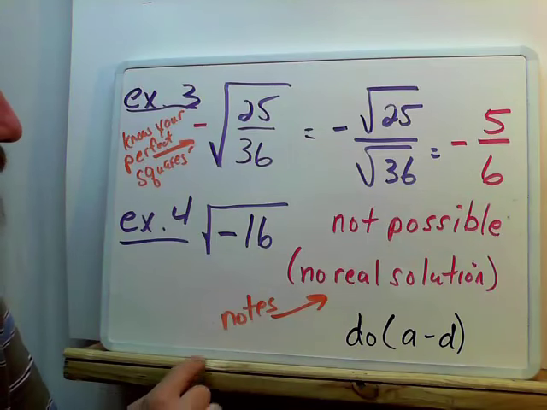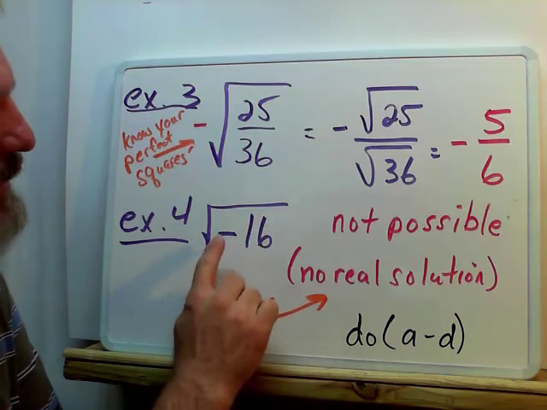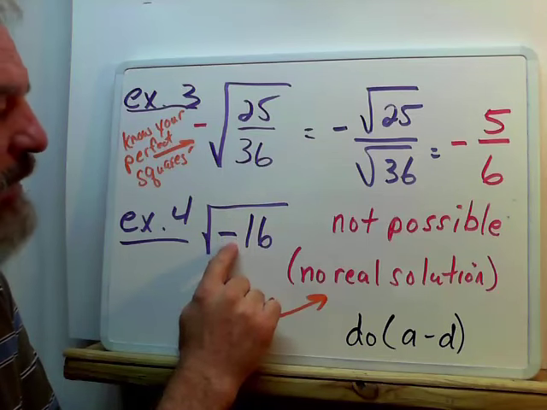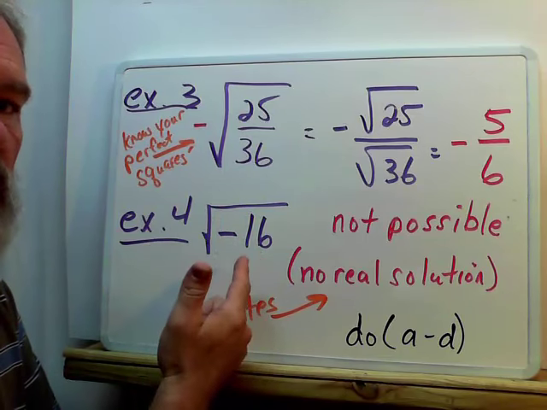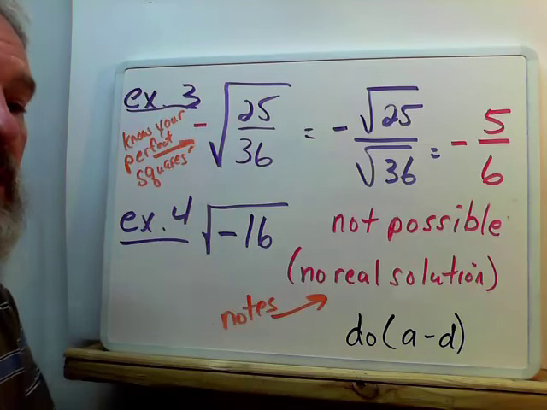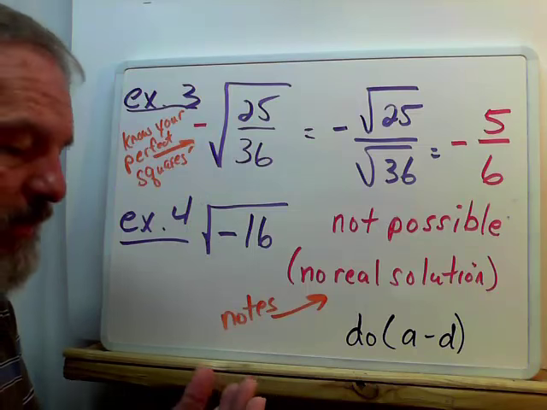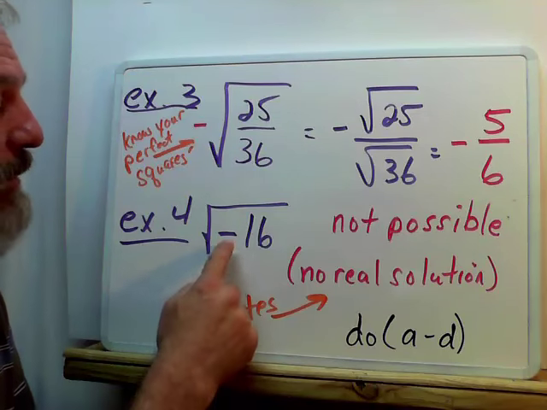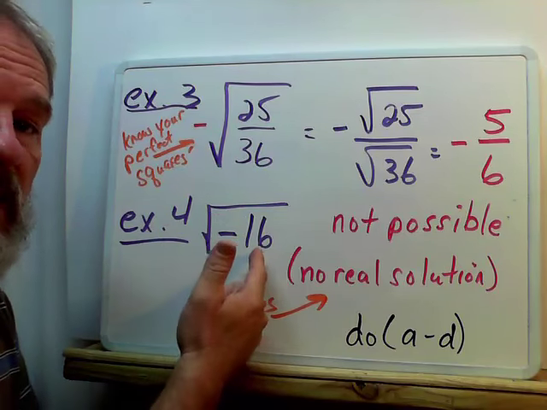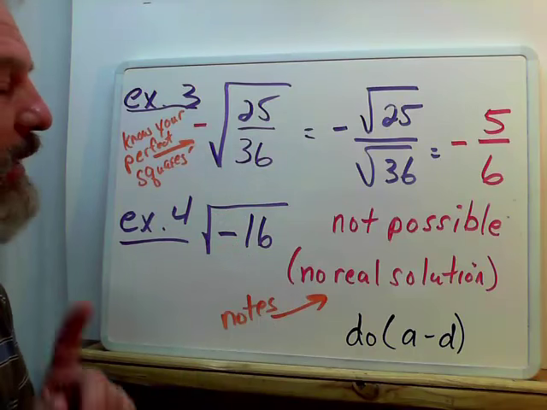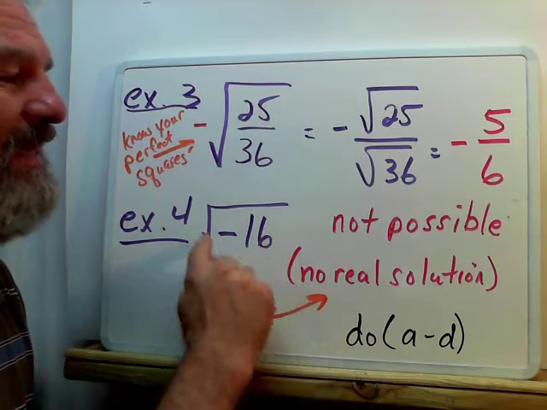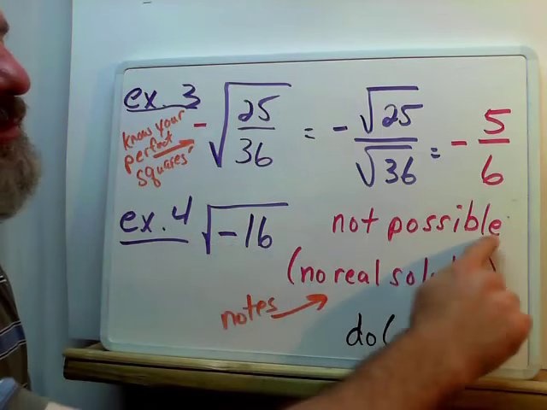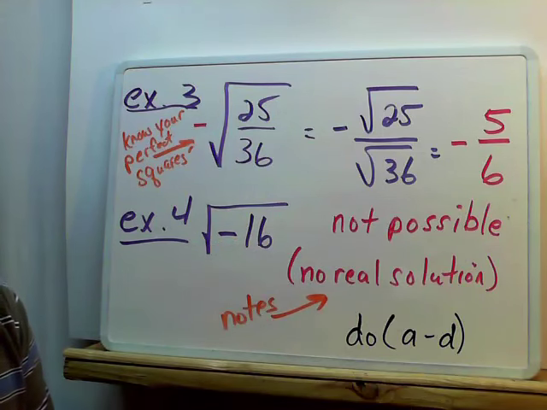Example number 4. The square root of negative 16. In this case, the negative is inside. So what they're asking is, what number times itself will give you negative 16? Well, either a positive times a positive would give you a positive answer, or a negative times a negative will give you a positive answer. A negative 4 times a positive 4 will give you negative 16, but that's not the same number, so this flat out is not possible.